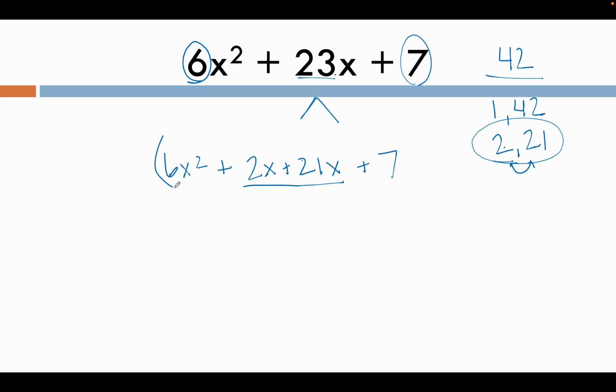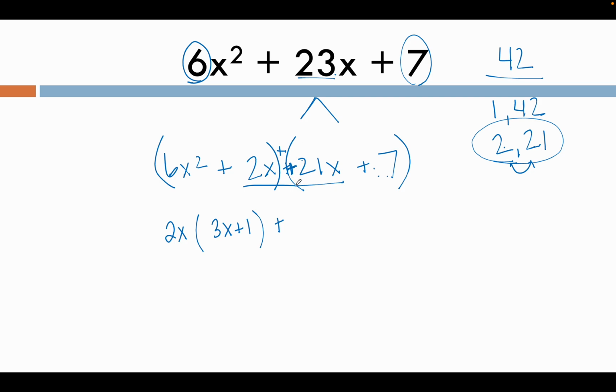The next thing we do is group the first two terms, and then group the second two terms together, leaving nothing in the middle, not even the plus sign. You'll see why when we do an example with subtraction. After this, we look in each quantity and factor out the greatest common factor for each one. So for 6x squared and 2x, the greatest common factor is 2x. What's left is 3x plus 1. And then the greatest common factor of 21x and 7 is 7, and we put a plus sign in here because it is adding 21x.